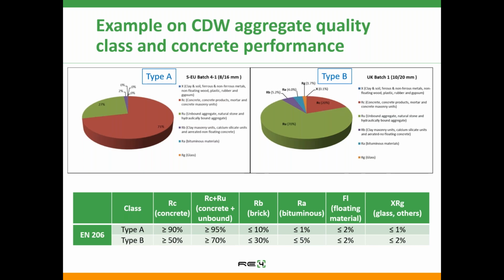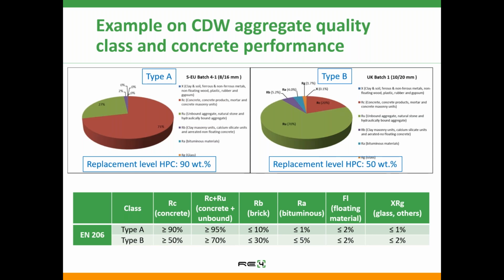When checking this, you see that the one to the left classifies as type A since it has so much concrete and unbound stone. And the one to the right classifies as B since it has a little bit too much bituminous material, which is 4% here. When we worked on, for example, high performance concrete, we managed to replace 90% of the virgin aggregates with type A. That is also quite a lot of the fine fraction with this aggregate. And for type B, we managed to replace only 50%, keeping the same properties as the concrete producer requires.